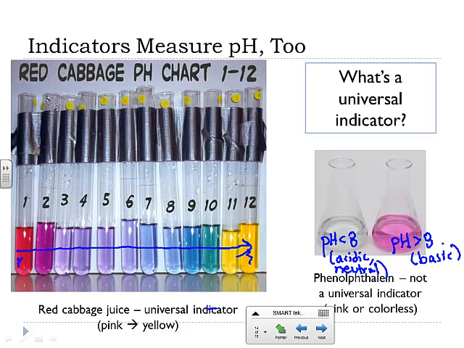And so indicators measure pH, but they're just not quite as precise. I can say, hey, the pH is between 6 and 7, but I can't say it's 6.5 like a pH meter might tell me.